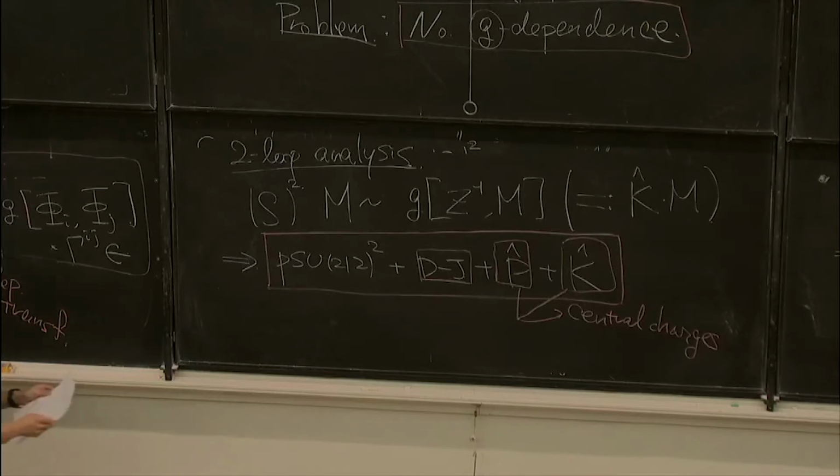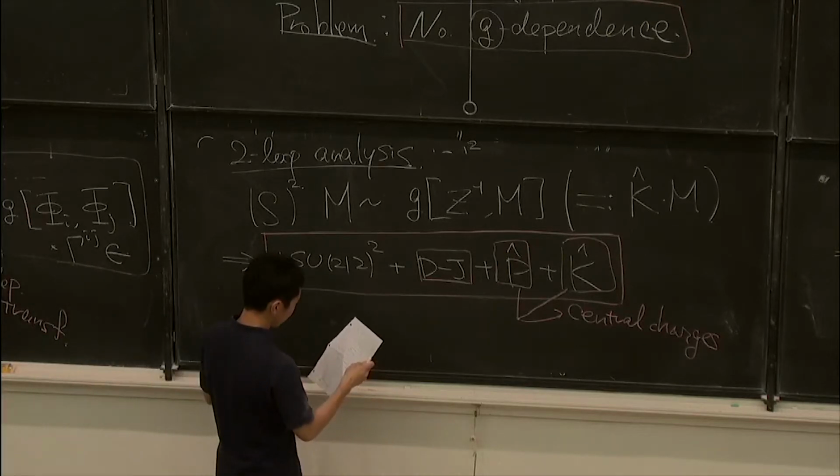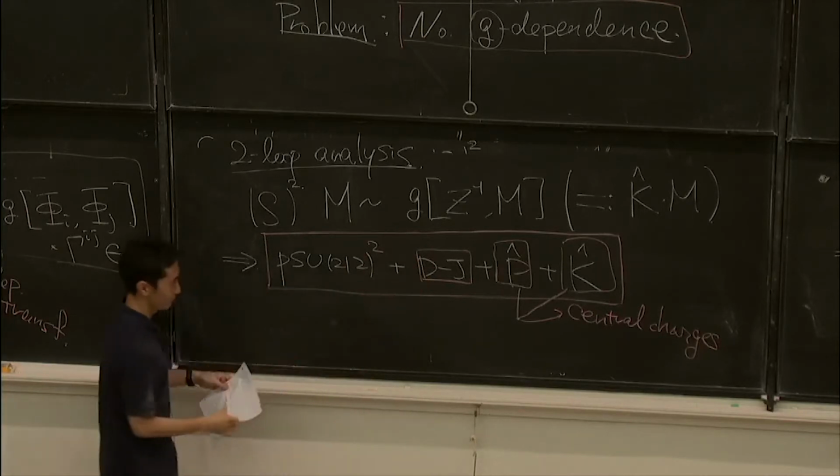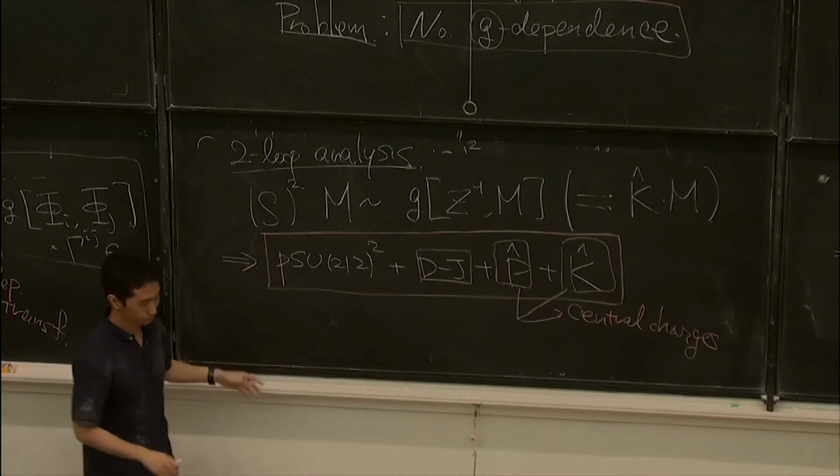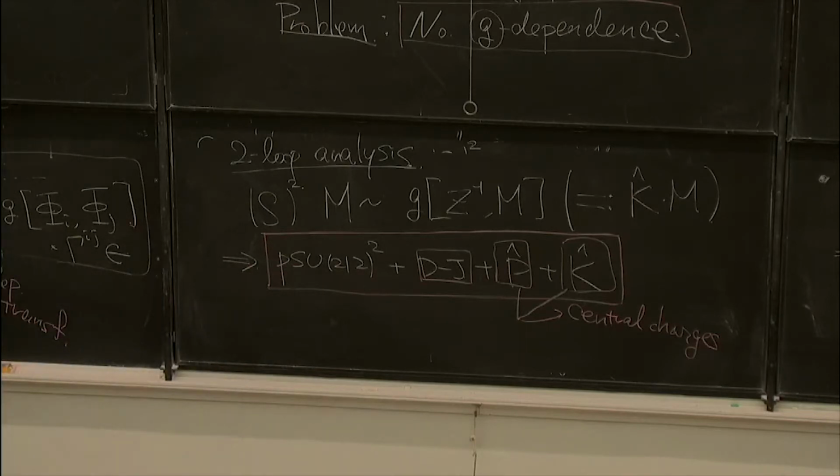So now I'm going to talk about the centrally extended algebra. I'm going to talk a little bit about the structure of this algebra, which was first proposed by Weiser.